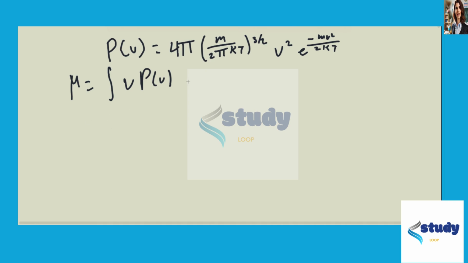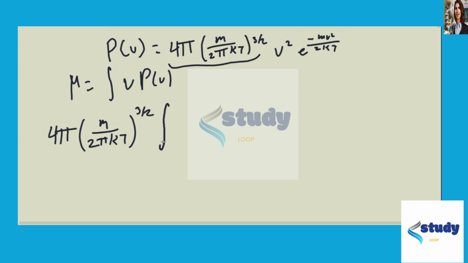So I'm going to take out my constants first. I'll get 4 pi m over 2 pi kt to the 3 halves times the integral from 0 to infinity of v cubed, I'm sorry, because I need to multiply that v by this whole side of the equation, e to the negative mv squared over 2kt dv. So the big issue here is that this is just a really dense integral. There's just a lot going on.